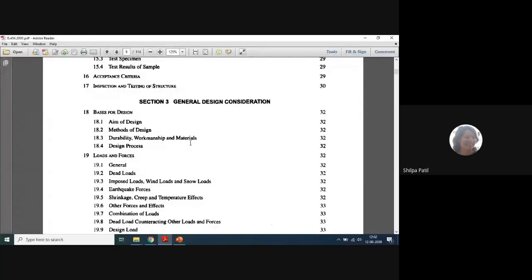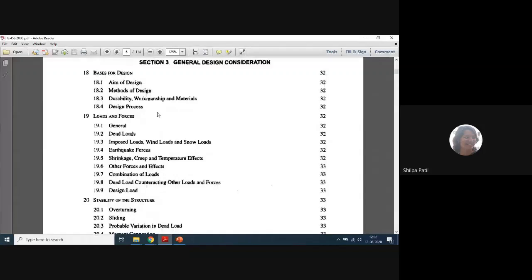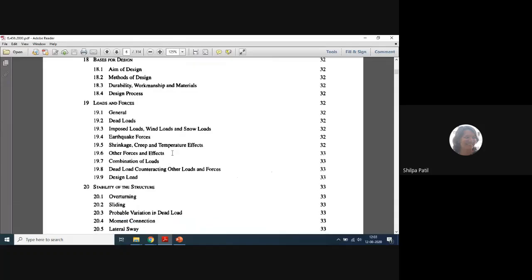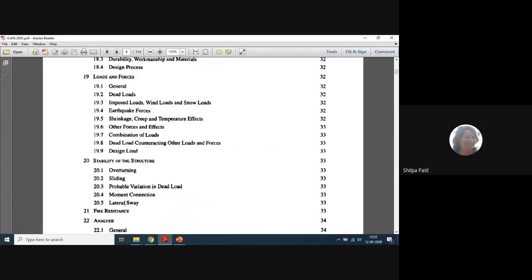Now, everything related to beam design, basis for design is given here. What is the aim and method for design? What are the loads and forces? What is the concept of stability of a structure? How it is considered in a different way? Everything is given over here.